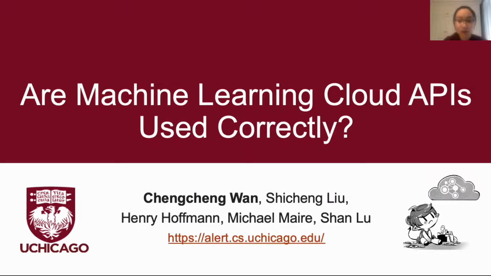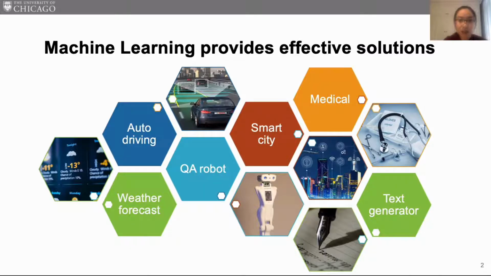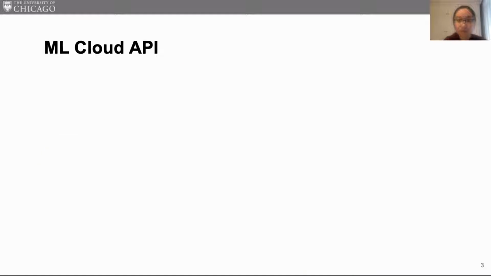Today I will present my work on machine learning cloud APIs used correctly. We have released a benchmark and code through the below link. Machine learning provides effective solutions for a number of problem domains, including some critical ones. However, developing machine learning software requires cross-domain knowledge. Developers face many problems, and these problems will lead to severe bugs.